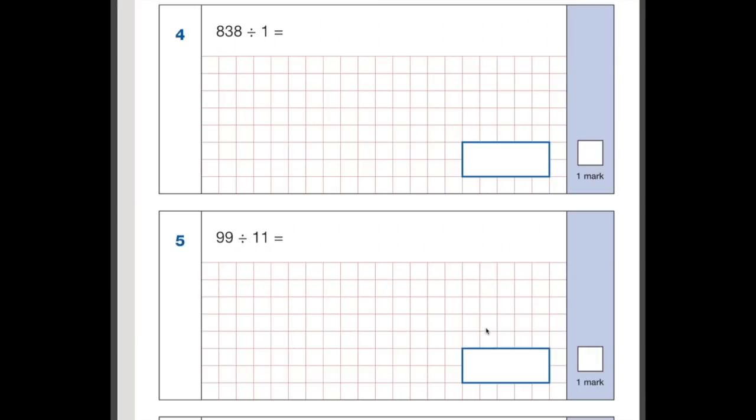Number 4, 838 divided by 1, well anything divided by 1 is itself, so it's 838. And number 5, 99 divided by 11, so how many 11s go into 99? And if you know your times tables, the answer is 9.